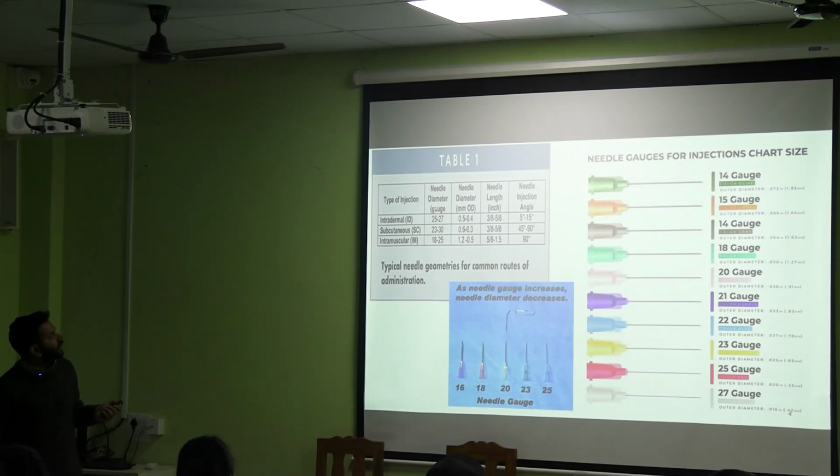For intradermal, we usually use the needle gauge 25 to 27. Then the length of the needle in inches, and the angle for needle injection is 5 to 15 degrees for intradermal. For subcutaneous, the gauge is 23 to 30, and the angle is 45 to 90. Intramuscular, we put it at 90 degrees. These are the typical needle geometries for common routes of administration.